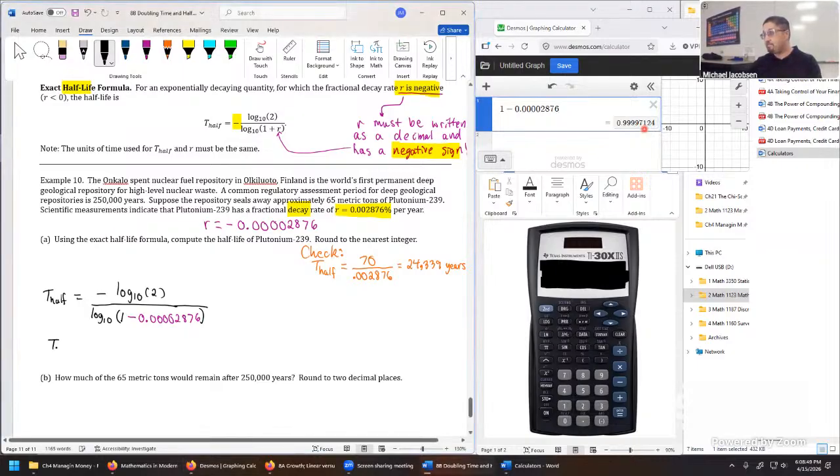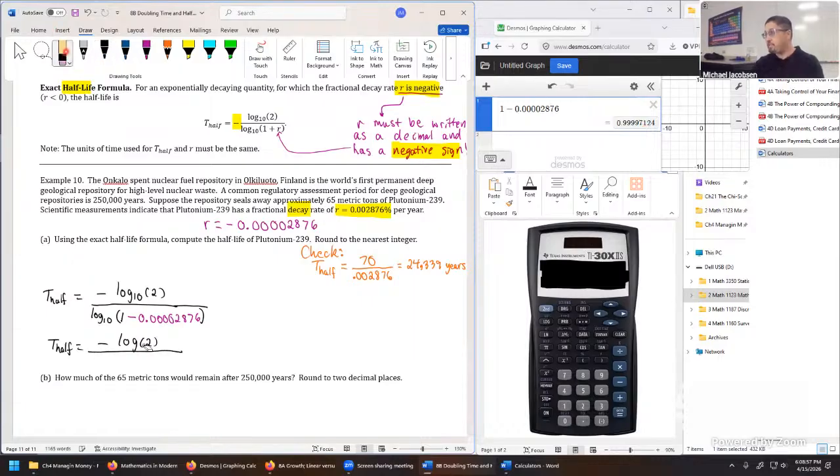So T half, we're going to take negative log 2. And just to be specific, let's call that log base 10 of 2. We're only using one logarithm, but still it's a good practice to say it that way. If you called it log 2 without the base 10, I wouldn't take off credit, however. The denominator is log base 10 of, citing Desmos up here, let's throw in 0.999971124. Okay, so we are ready to go.